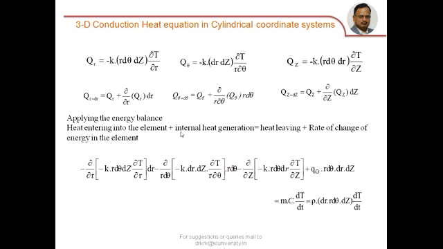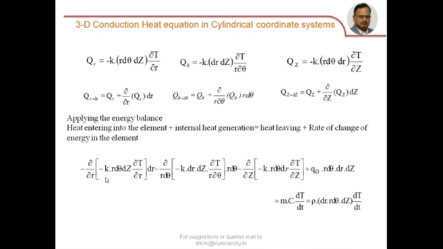Plus the internal heat generation, Qz r dθ dr dz, equal to m c dT by dt, or rho dr r dθ dz ∂T by ∂t. In fact, the total derivative is wrong; it is a partial derivative.